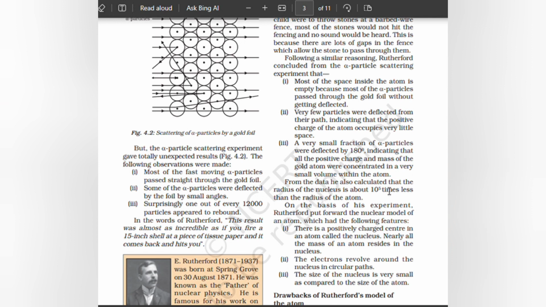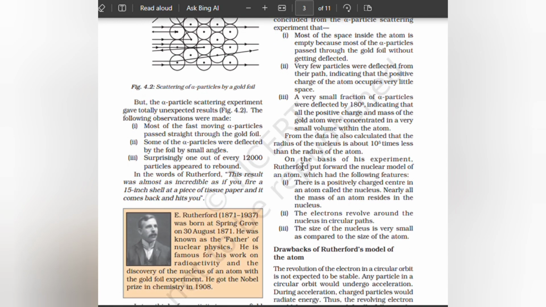From the data, he also calculated that the radius of the nucleus is about 10^5 times less than the radius of an atom. On the basis of the experiment, Rutherford put forward the nuclear model of an atom, which had the following features.